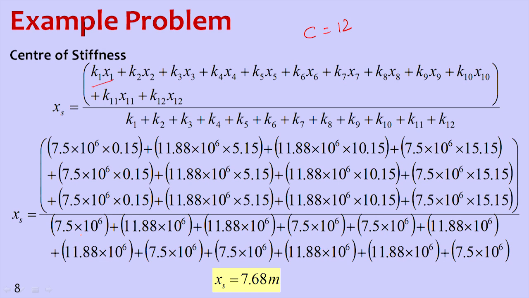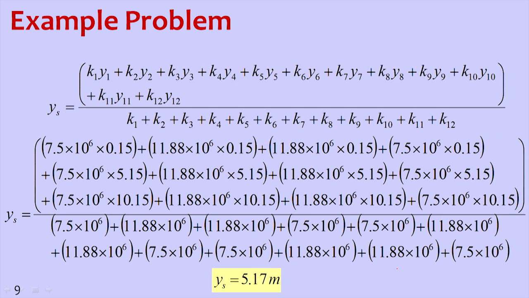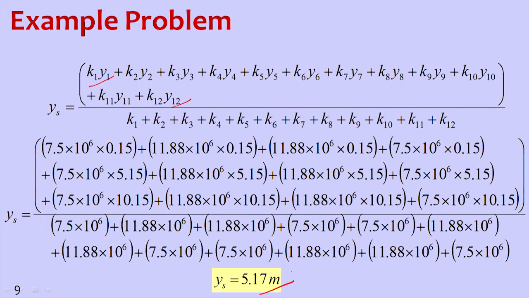So we have 6 C1 columns and 6 C2 columns, so 7.5 into 6 we can write like that, and 11.88 into 6. So we end up getting a value of 7.68 meters. This is the x coordinate. Similarly, we can calculate the y coordinate also. So k1 y1 is the component of the first column, up to the 12th column k12 y12, and adding up all the stiffnesses from 1 to 12 will be in the denominator. Similarly, we got ys as 5.17 meters.